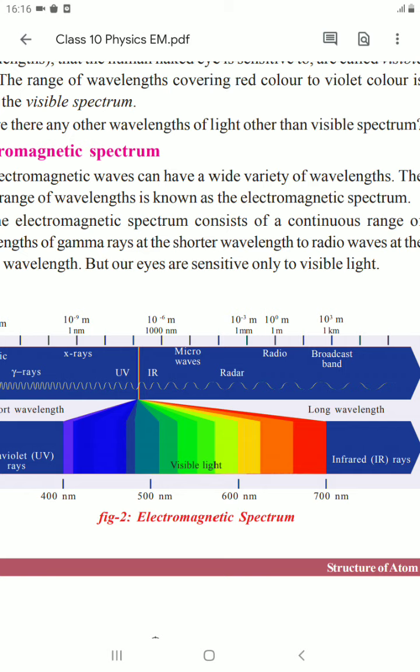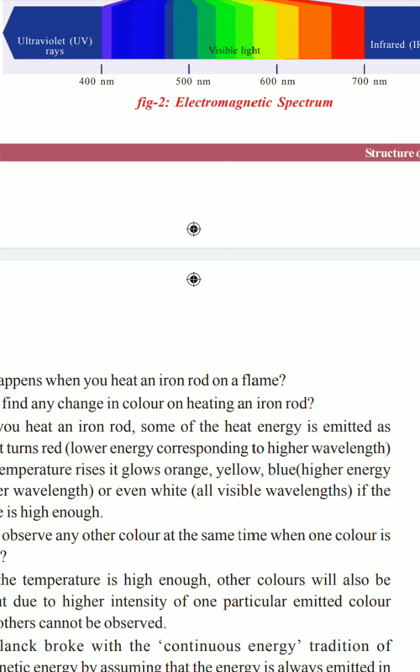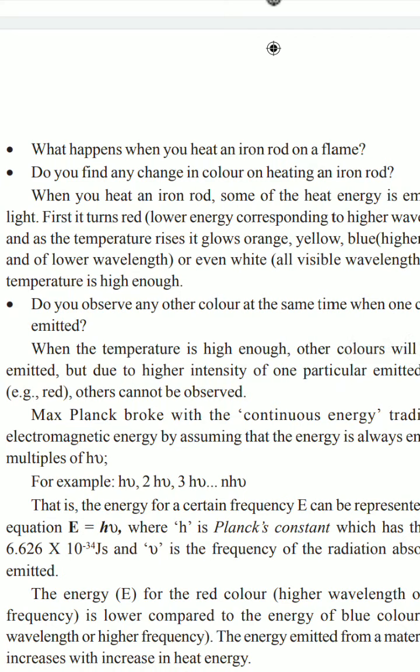For example, when we heat an iron rod, the heat energy will first be emitted as light. If you take one iron rod and heat it, we are giving some heat energy to the iron rod. After some time the heat energy will be emitted in the form of light. The light will first be red, and after that red changes into orange. After the orange we can see blue color light also.